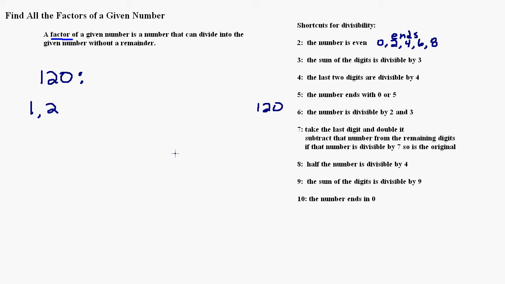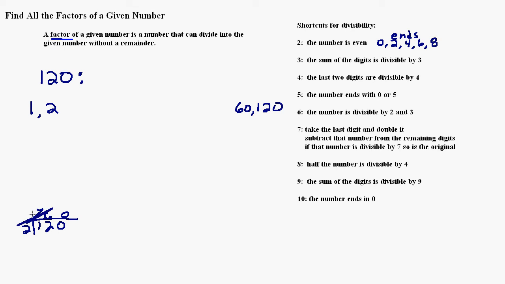Well, hopefully you know it's 60. If you don't, you'd have to go off to the side and figure it out. Just take 120 divided by 2, 6 and 0. Alright, so then I'm going to put the 60 at the end of my list. So 1 times 120, 2 times 60.